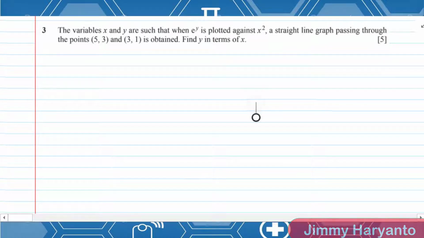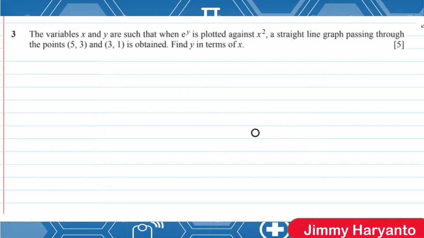Okay, the next one is 3. For number 3, we have variables x and y when y is plotted against x squared. So the keyword is this one. Y is plotted against x squared. We know what this chapter is. Yeah. So this chapter is linear law. So in linear law, you have to find the gradient.